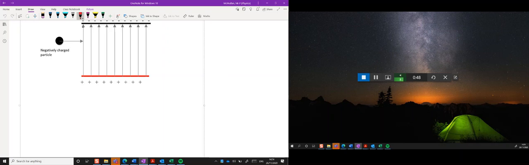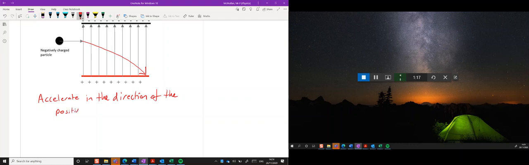Okay, so it's going to enter the electric field. And it's going to follow a curved path. And we could say that it will accelerate in the direction of the positively charged plate. And if you remember back to first year, the clue is unlike charges attract.